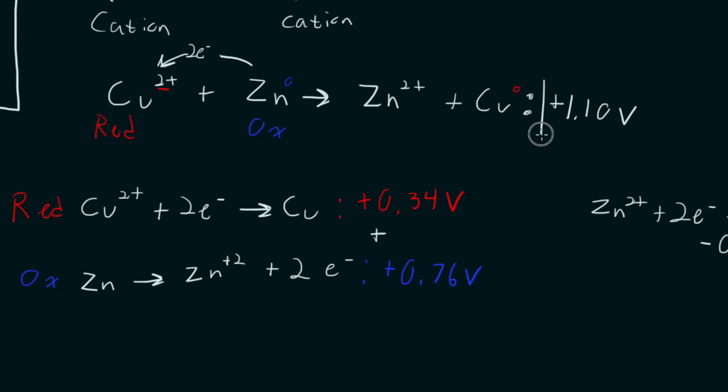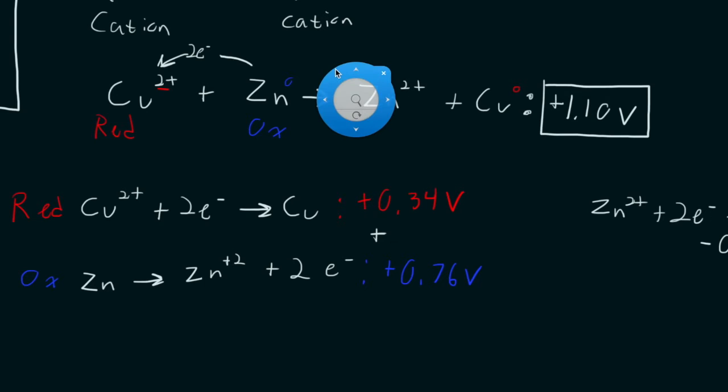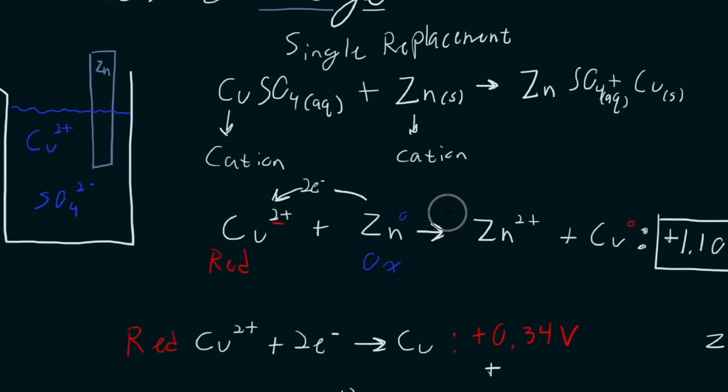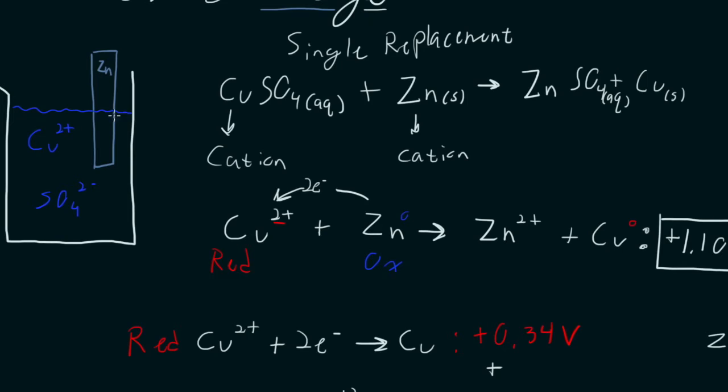Now, this is the key to predicting the outcome of these reactions, is I'm going to have a positive voltage. This reaction is going to proceed. So if I've got a zinc plate put into a solution that has copper ions, well, my zinc is going to replace my copper ions, and I'm going to get solid copper coming out of this.